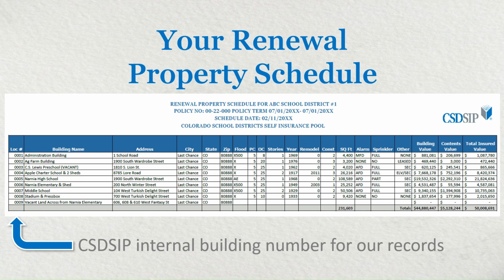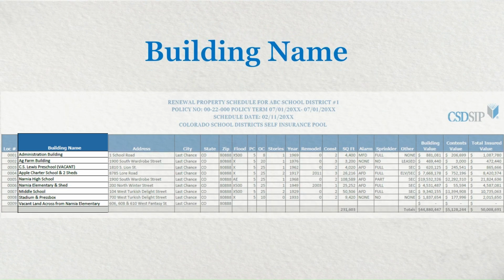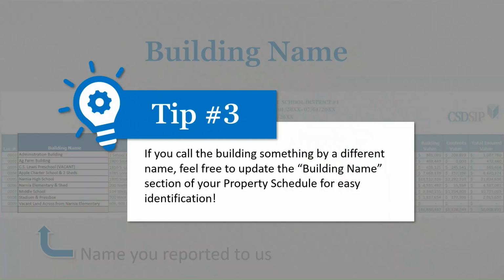Building number. This is our own CSDSIP internal building number that we give the location. Building name. This is the building name that has been reported to us. Tip 3. If you refer to the building by another name, please feel free to update its name. This is your schedule, and we want it to reflect what you call it.